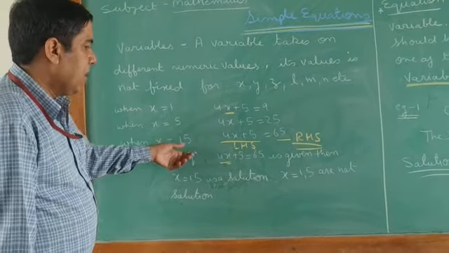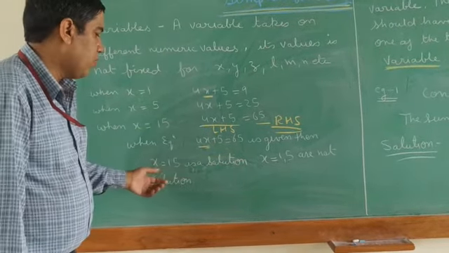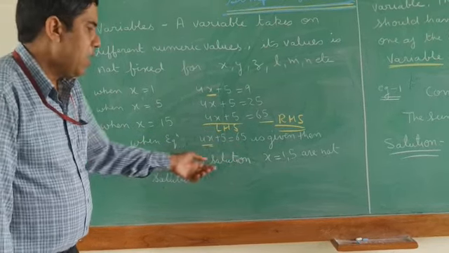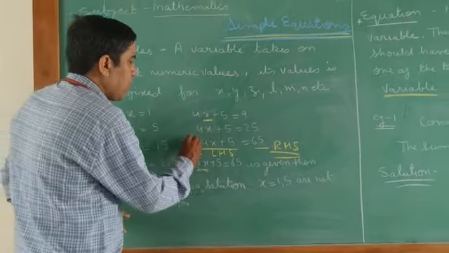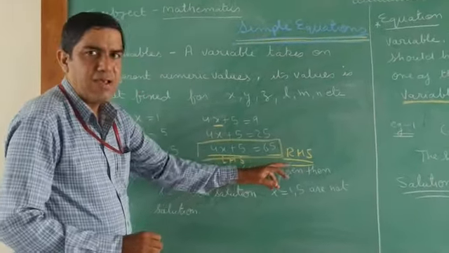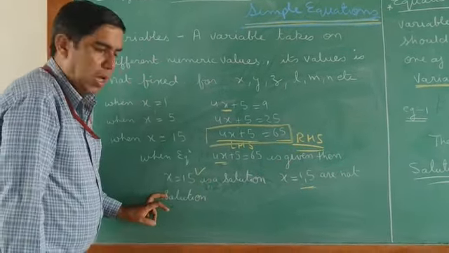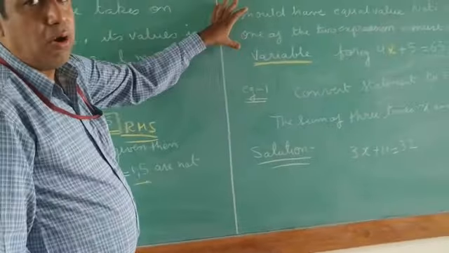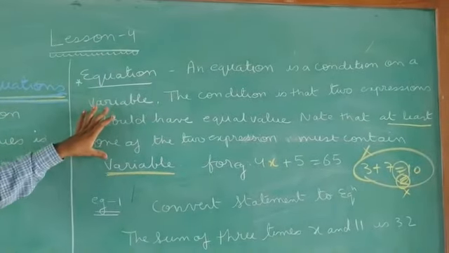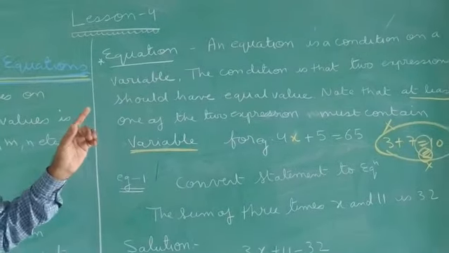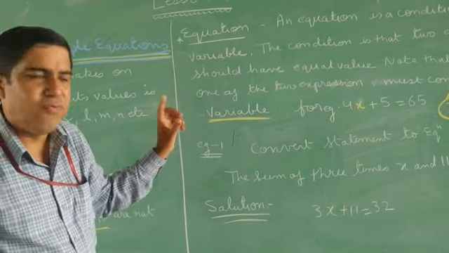Here x is a variable, and I have taken an equation here, 4x plus 5 equal to 65. So what is the solution of this equation? 15 is a solution, and x equal to 1 and 5 are not solutions. You can keep the value in this equation and check. LHS and RHS will be equal for this value. Now come to the equation definition, already I discussed with you. Two expressions having an equal sign are equal, but it should have at least one variable on at least one side. It can have two also, or more, but at least minimum one variable should be there.